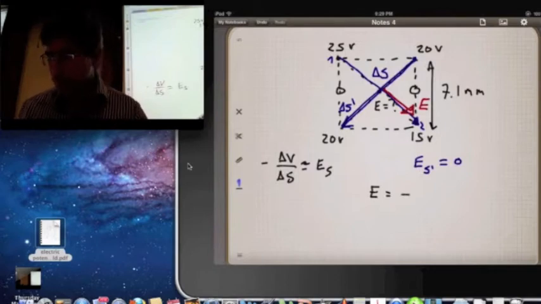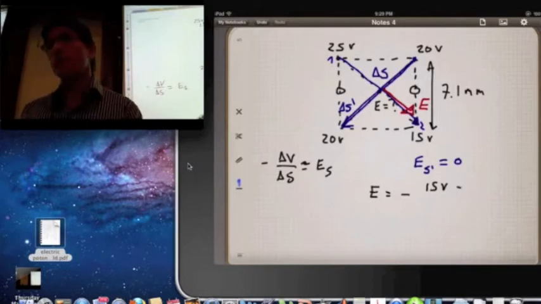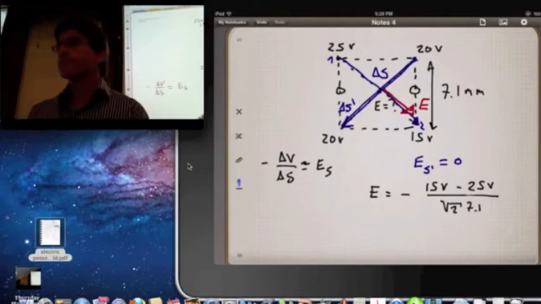So this is minus. I'm going from 1 to 2, so I evaluate the potential at the final point, which is 15 volts. I subtract the value at the initial point, which is 25 volts, and I divide by the distance between point 1 and point 2. What's the distance between point 1 and point 2? That distance is the square root of 2 times 7.1 millimeters, right?